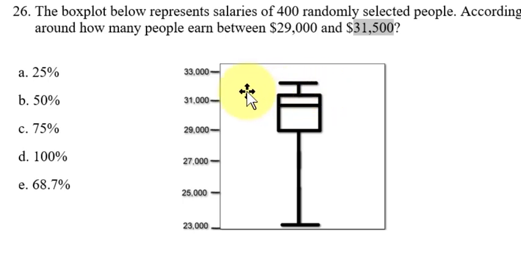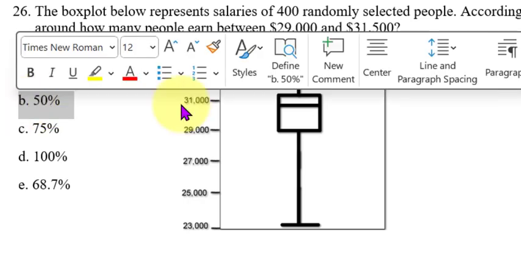Now, the number of people in that box represents 50% of your data, right? I'll say that again. Between the first quartile and the third quartile is 50% of your data. So half of our people earn in this range, because, again, Q1 is 29,000 and Q3 is 31,500. And so half of 400 is 200. But they don't want that. They want what the percentage was, which was this one, 50%. That's the answer.